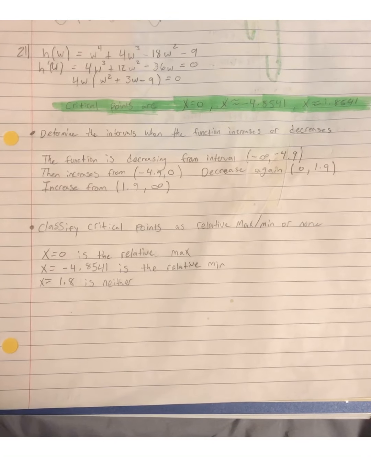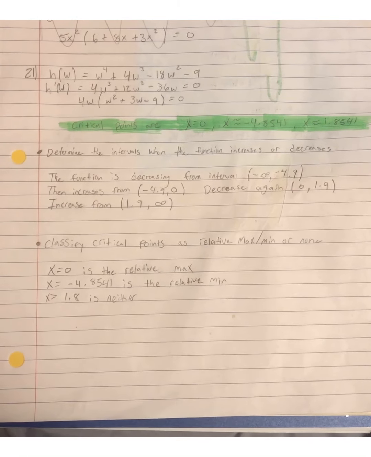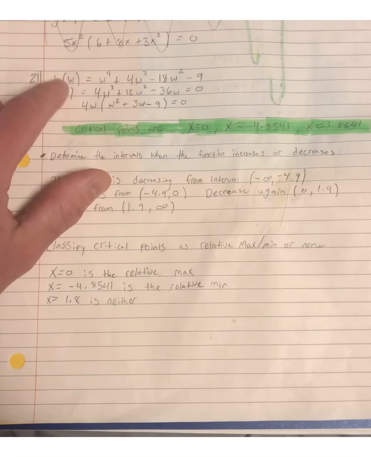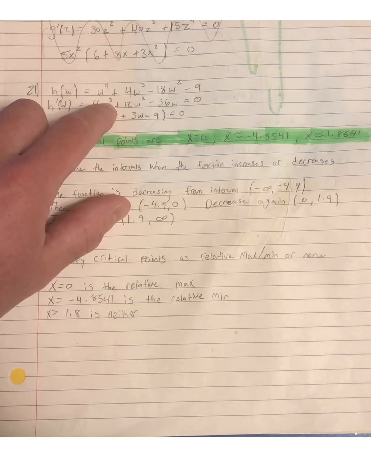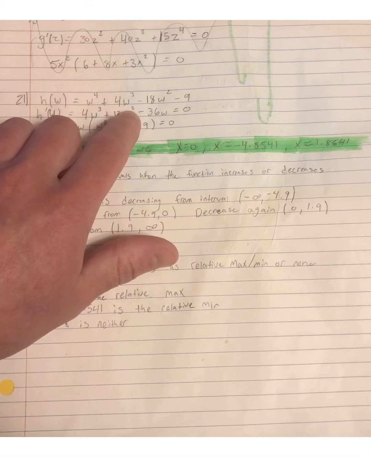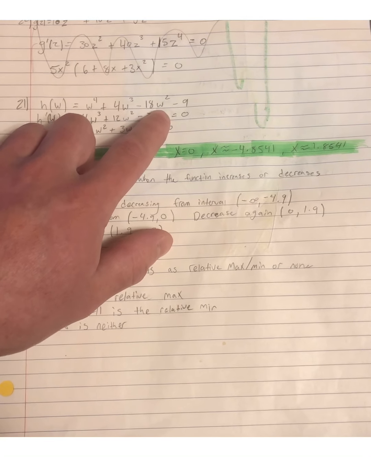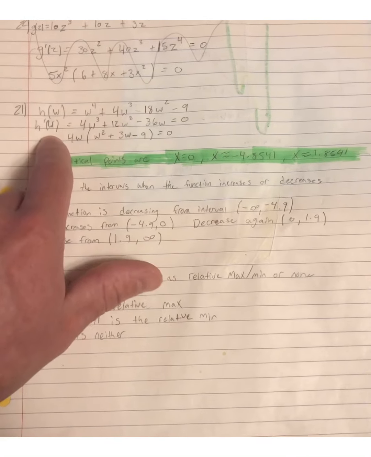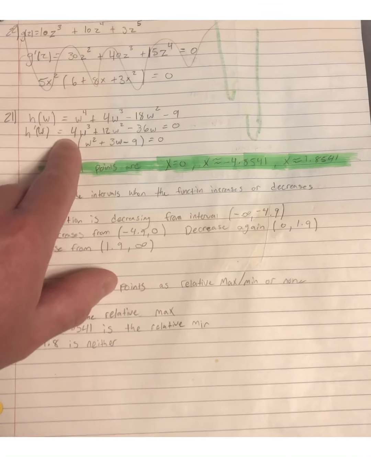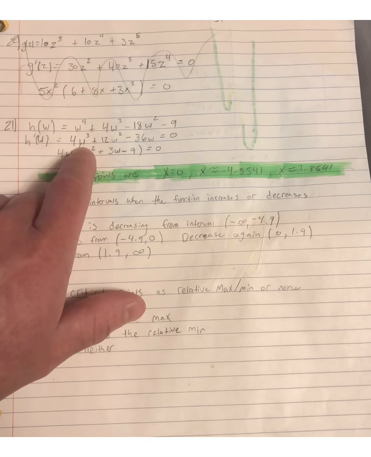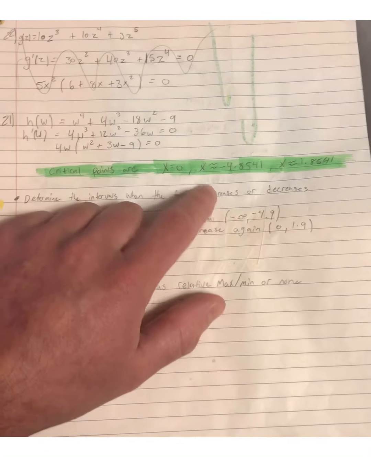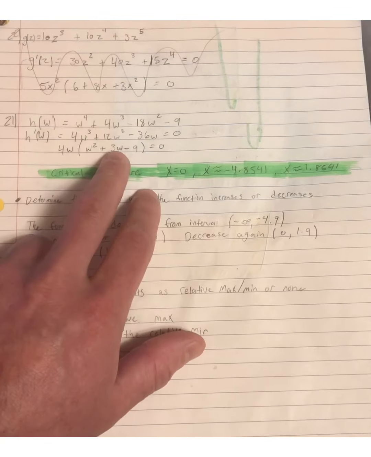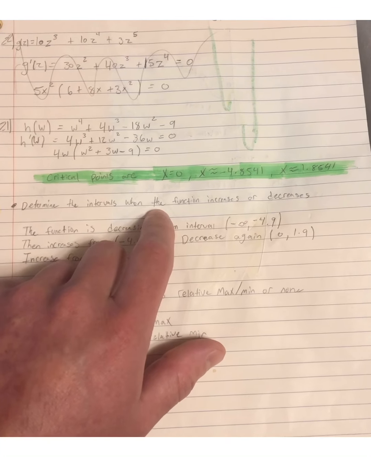In this video, I'm going to be talking about the shape of the graph. For my problem, I picked the function h of w equals w to the fourth power plus 4w cubed minus 18w squared minus 9. Then you'd find the derivative of that, which would be 4w cubed plus 12w squared minus 36w. And you would set it to 0, and then after setting it to 0, you could find the critical points.